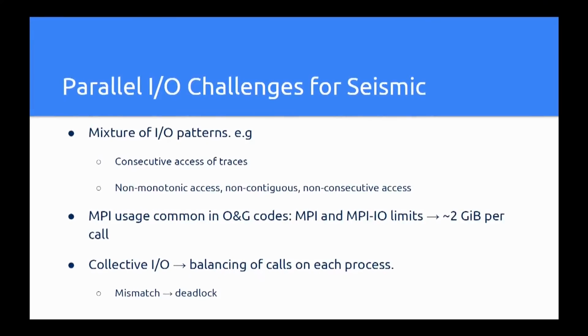Also in the codes, MPI usage is common in oil and gas codes, so that's what we focused on with MPI and MPI-IO. MPI-IO has limits of around 2 gigabytes per call, presenting challenges when you're faced with multiple terabyte files. So you need to make hundreds of calls, where imbalance in the calls can cause a deadlock in the system.